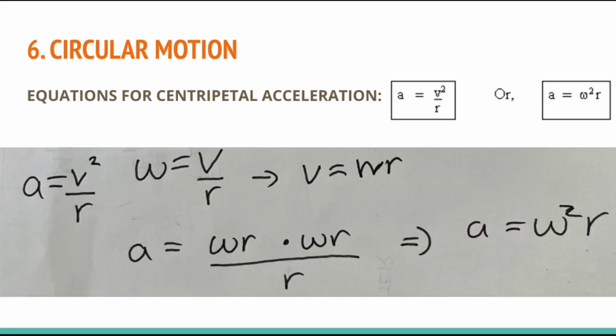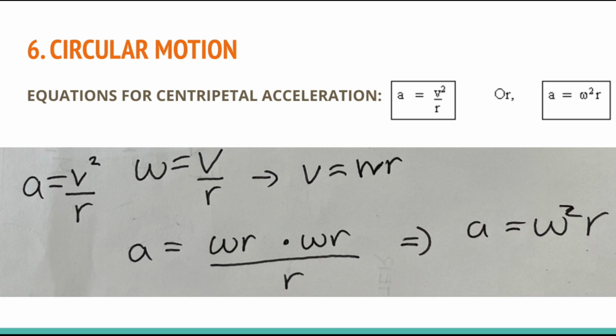So there are two equations for centripetal acceleration. We have acceleration equals velocity squared divided by r, which is radius, and we have acceleration equals omega squared multiplied by r, which is radius. So we start off with acceleration equals velocity squared divided by radius. And remember the equation I mentioned in the previous slide, where omega, or angular velocity, equals linear velocity divided by radius. We can rearrange this so linear velocity equals omega multiplied by radius, and then we can substitute this into the formula.